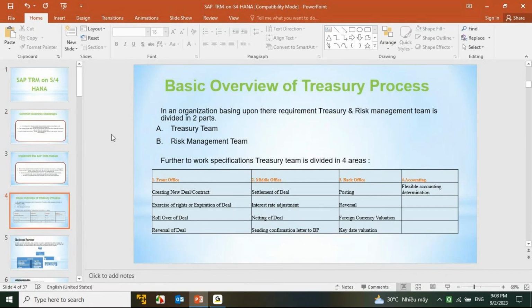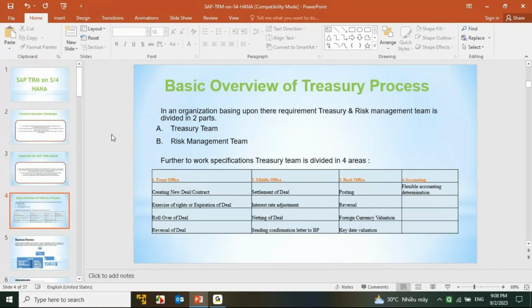Once you submit all the documents and the middle office team finds everything okay, their duty is to do activities like validating the things, and in SAP language that is called settlement. Under settlement, they validate everything entered by the front office team, and once they find everything okay, they settle the document.